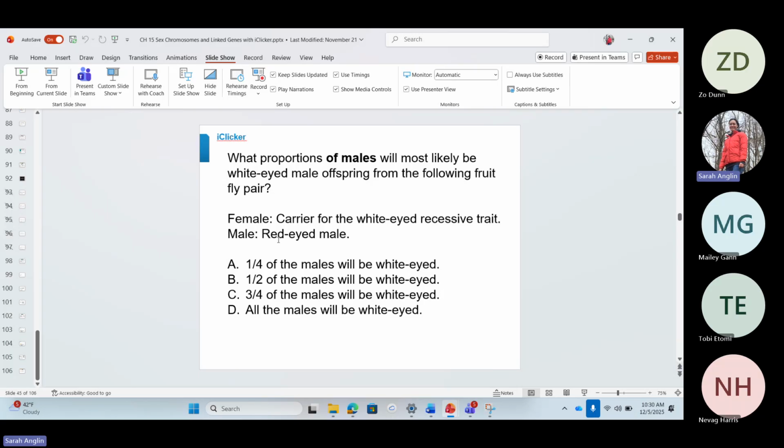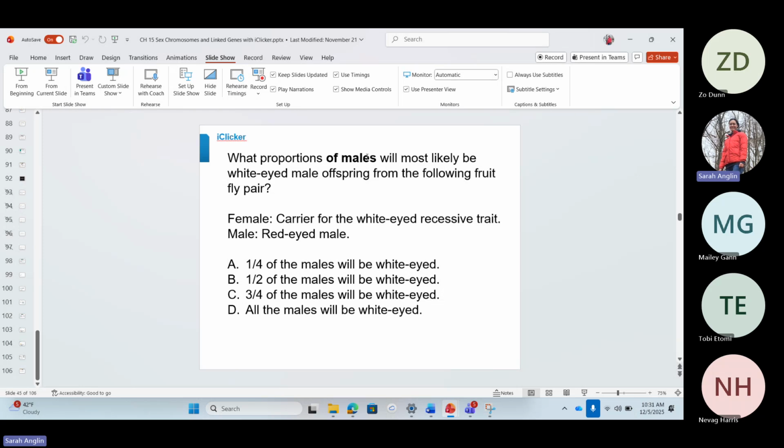Now, for the XY individual, it's a red-eyed male. So that X is only going to have the wild type allele. On the male, I'm going to write a capital letter N next to the X. All right, and then you just fill in all those alleles in your boxes, and it helps you to see what the probability is of having offspring that are carriers. Keep in mind, some questions ask specifically to look at just the males or just the females.